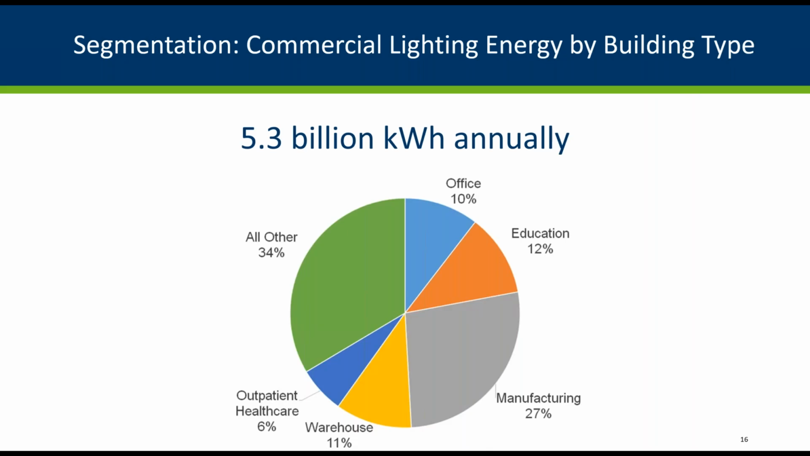Commercial and manufacturing buildings in Minnesota use approximately 5.3 billion kilowatt hours of lighting energy each year. Five building types make up approximately 2/3 of the lighting energy. Manufacturing makes up 27% and education makes up 12%, making them the two largest market segments. Warehouse makes up 11%, office 10%, and outpatient healthcare makes up 6%, which are also significant portions. Therefore, we chose to concentrate on these segments for our site visits.